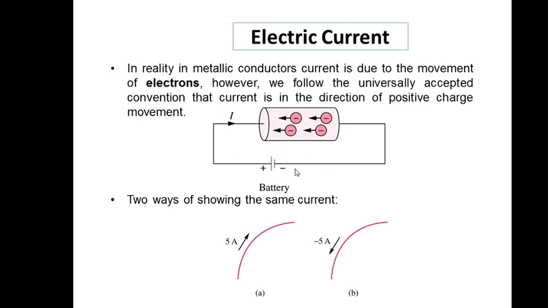In this figure you can see here, this one is a battery, and in this direction is the positive movement. So in this way we are showing here. But actually the electron movement is in this direction. This is the negative symbol, this is the electron movement. We can show the current in two ways, showing the same current. If you are showing here, it is 5 amps, for example, plus 5 amps. If you are taking it in this way, it is negative 5. Both are the same, the same current we are showing. In one direction it is positive, in the other direction it is negative.